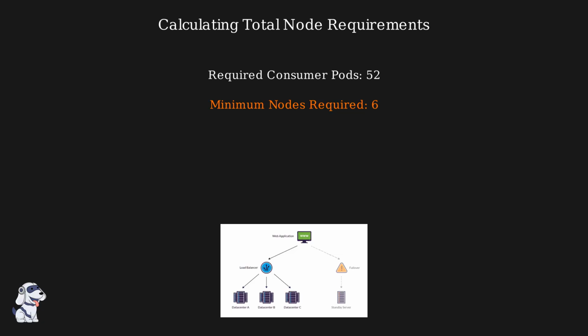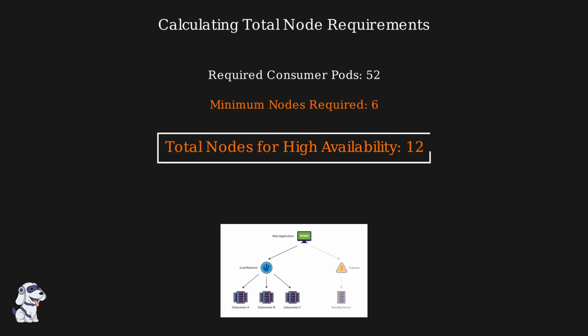However, in production environments, high availability is mandatory. We must ensure redundancy so that if a node fails, our system remains operational. By doubling our base count for redundancy, we arrive at a final deployment size of 12 nodes. This provides the necessary headroom for failover and maintenance.